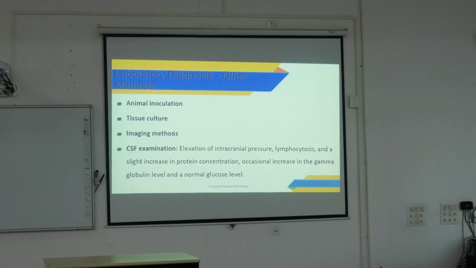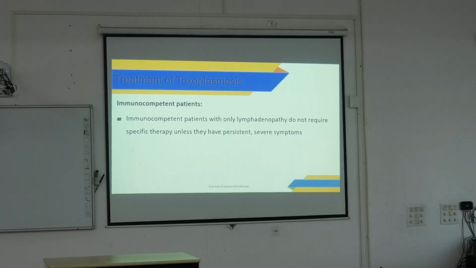Other methods: animal inoculation, tissue culture, imaging methods, and the CSF. In CSF the intracranial pressure increases, with lymphocytosis, a slight increase in protein concentration, occasionally an increase in gamma globulin level, and normal glucose level.